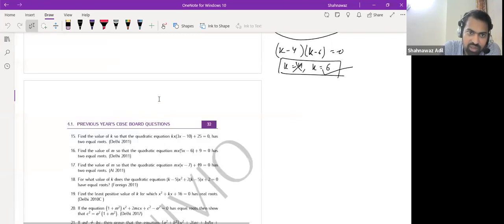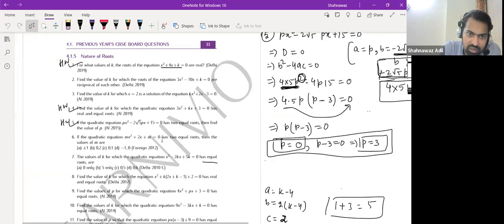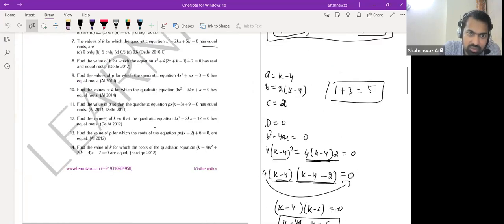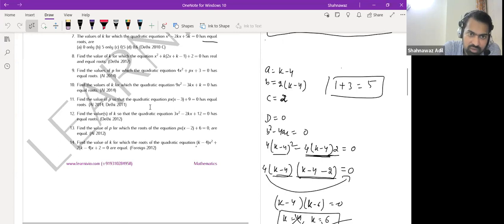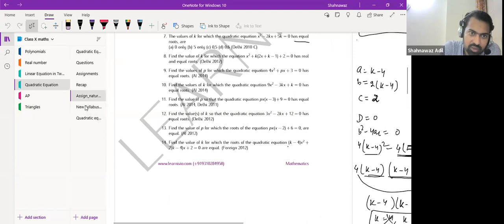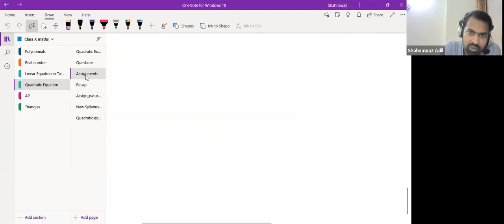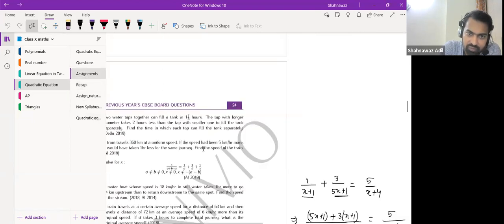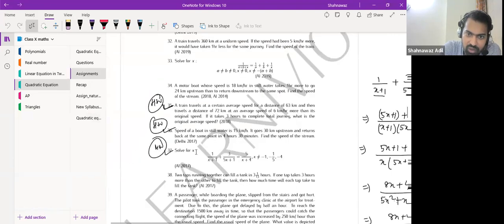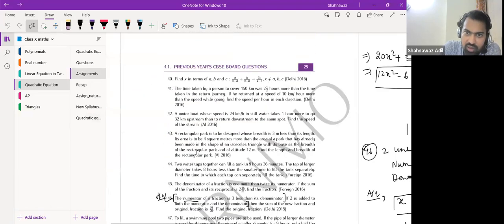Find the value of the k. No, these are different questions. So what I will do is that I will give you from this part. Yeah, so only two questions, 40 and 41. Okay. Can I check this one thing, just one second?